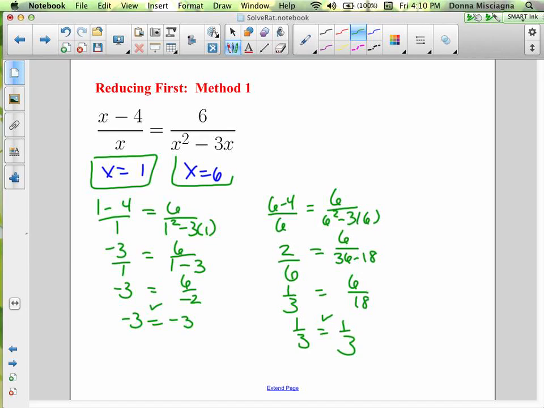They're both good. The one extraneous solution we would have had if we didn't reduce was the 0, but we already canceled him out. All right, so that's the end of this podcast on solving using cross multiplication.